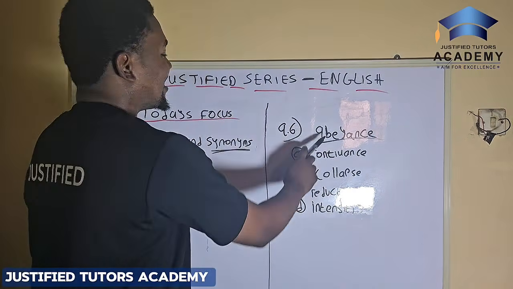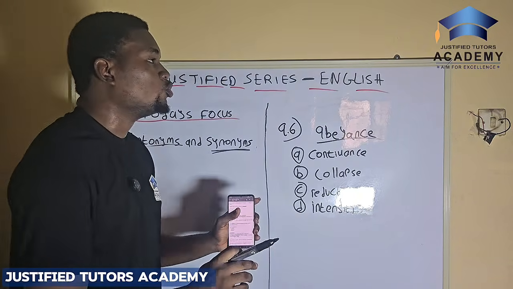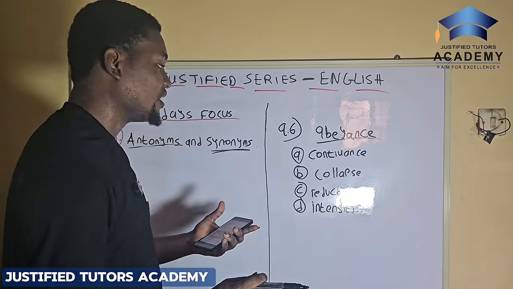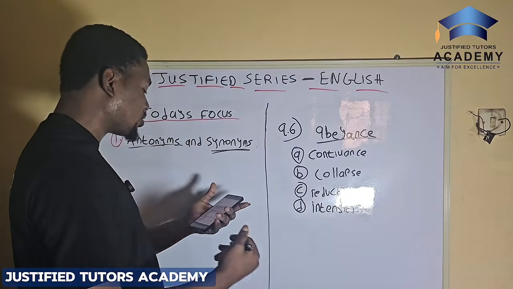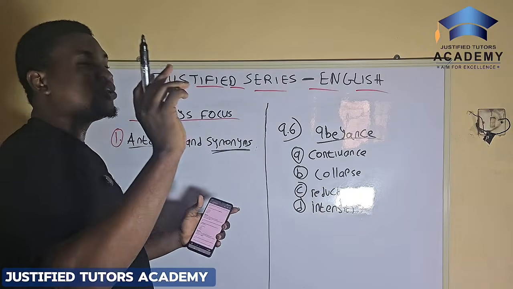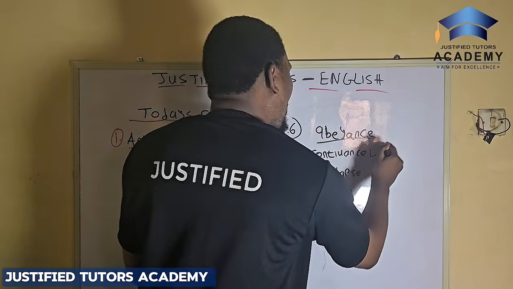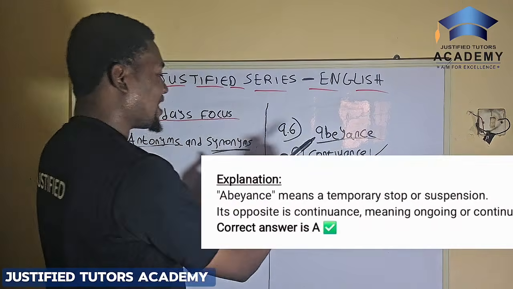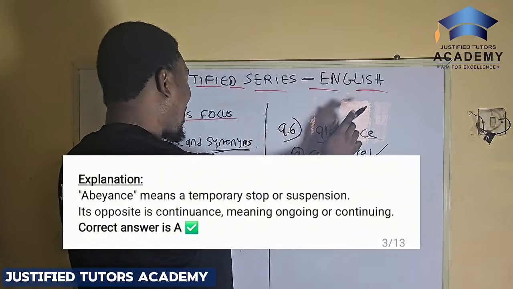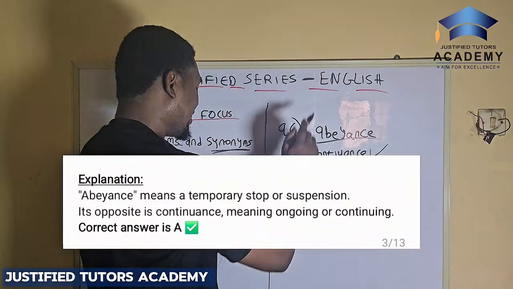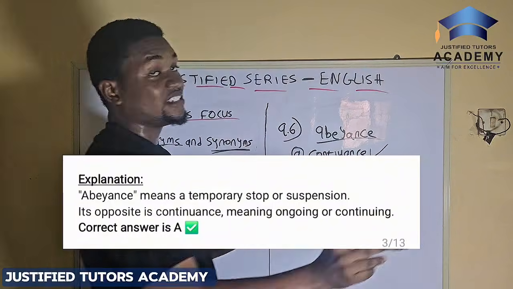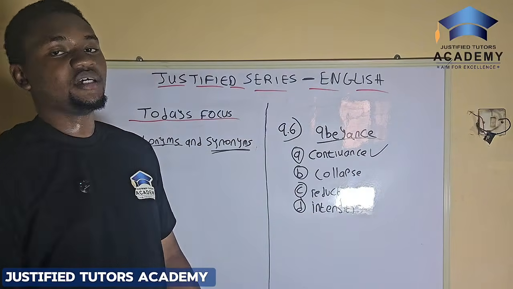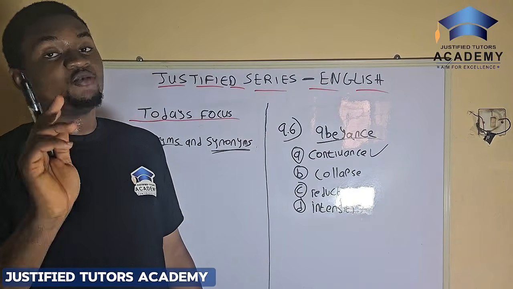Now, what does abeyance mean? Abeyance means to halt, like a temporary stop to something. That's what abeyance means. So what is the opposite meaning to stopping something temporarily? The opposite meaning is A, continuance. Now, put it into the sentence: the abeyance, that is the temporary stop of school activities last semester, was the reason for concern. Again, the continuance of school activities last semester, you can see it in italics. So the opposite meaning of the word abeyance is continuance. The answer here is A. If you got it right, kudos to you.